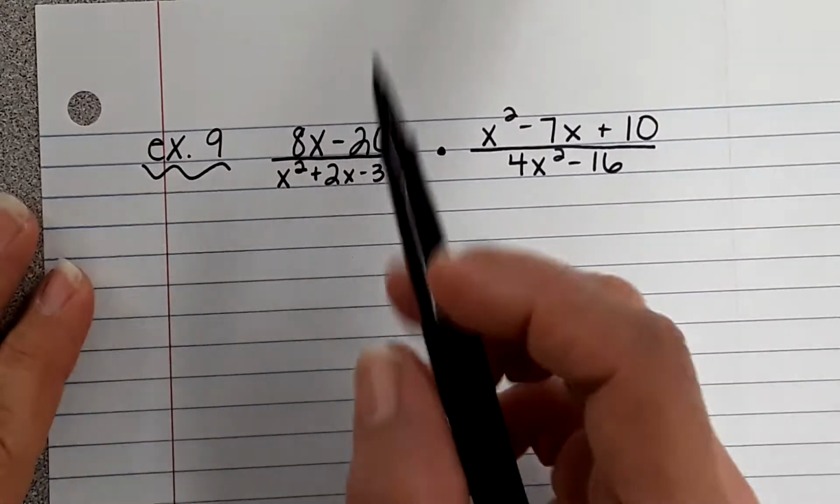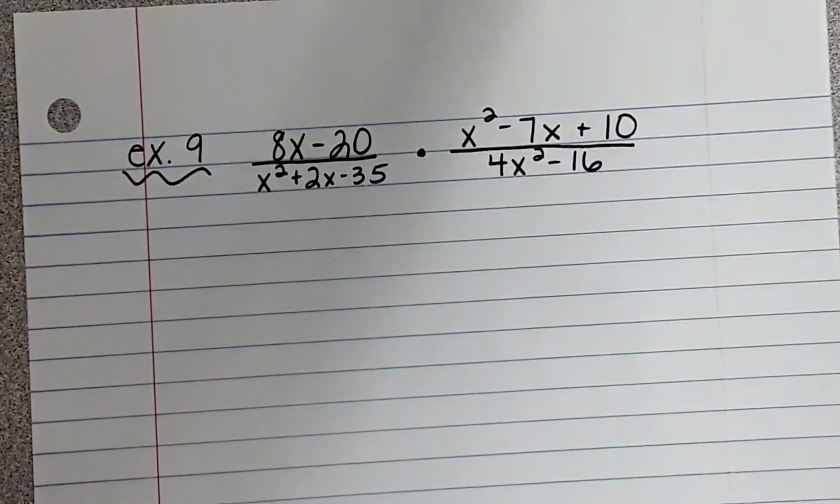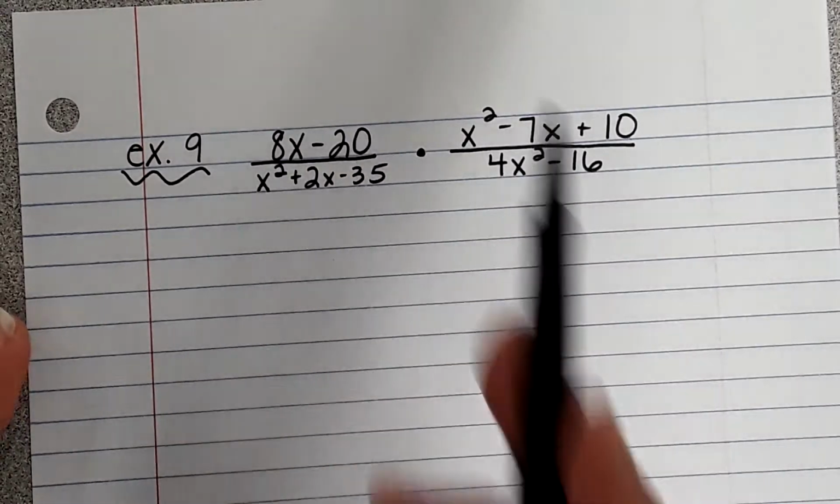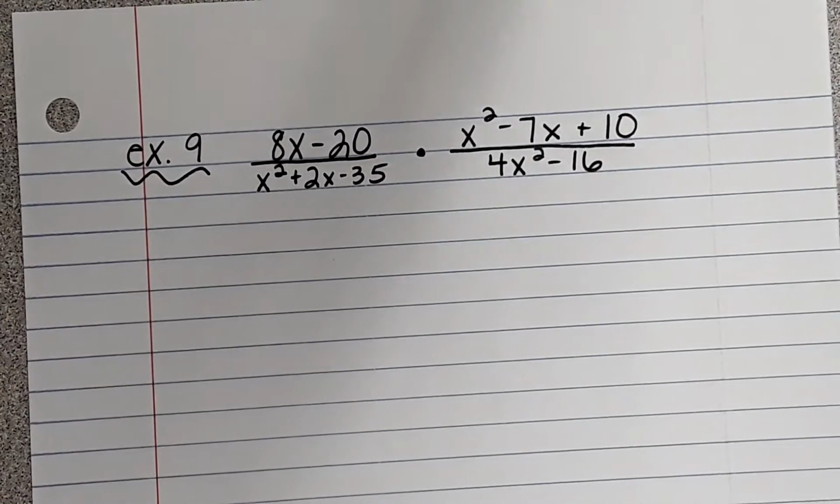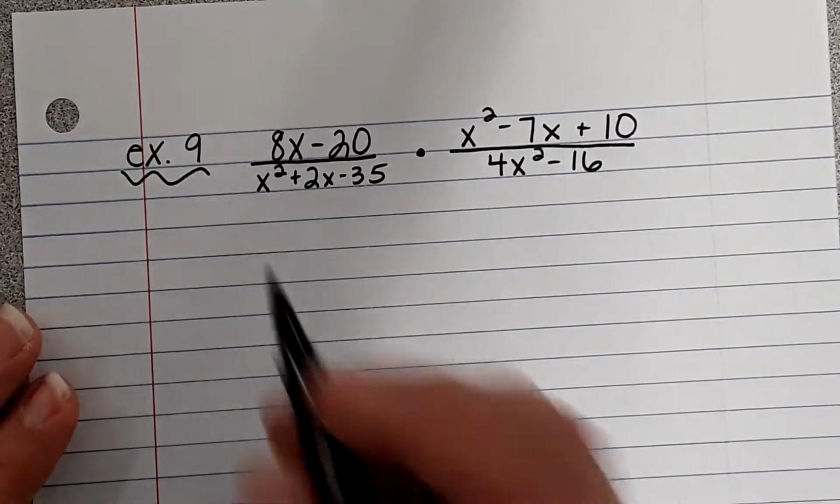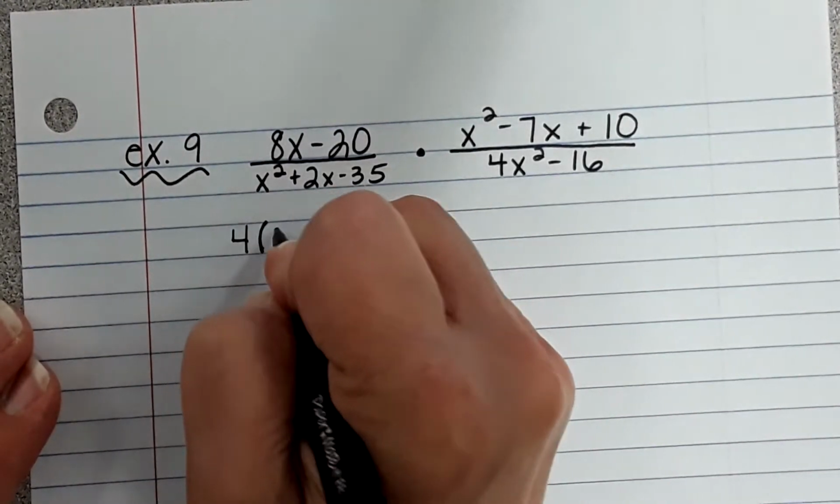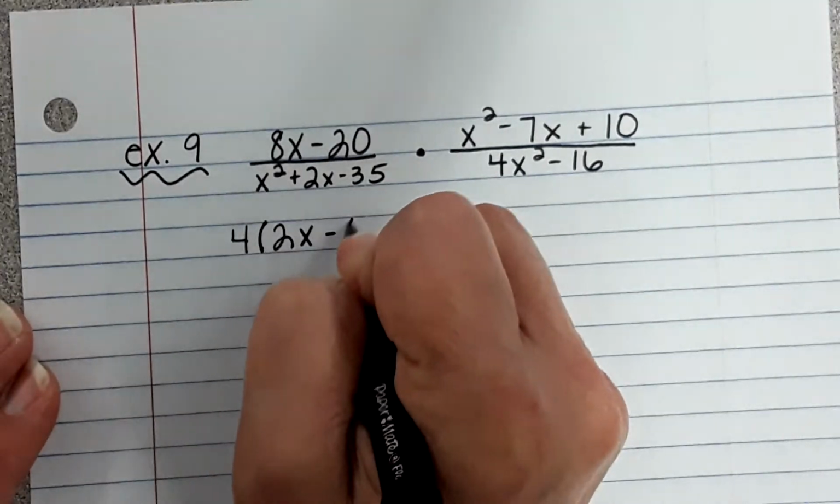So we're going to look at the top. There's only 2 terms, so that means it's probably a GCF. So what can I pull out of 8x minus 20? What goes into both 8 and 20? 4. So I'm going to write 4. And then that means I'm left with 2x minus 5.